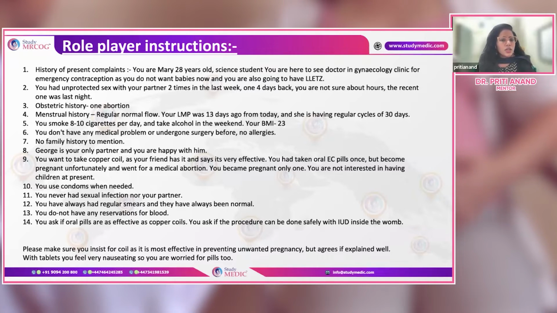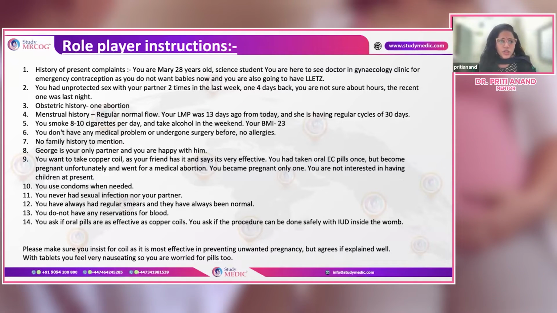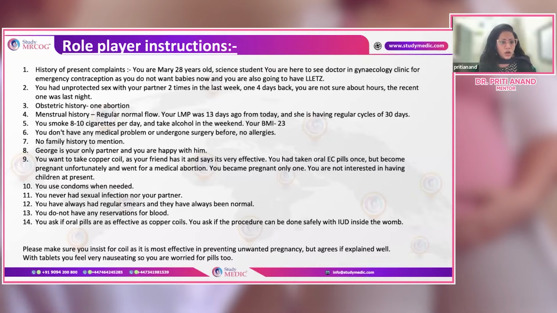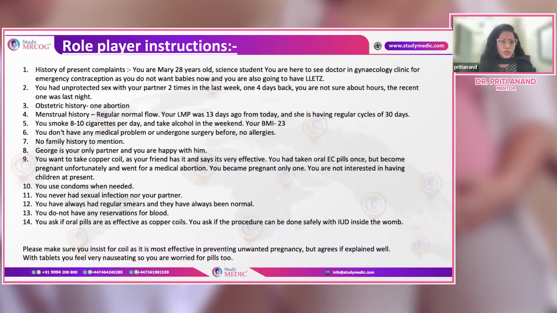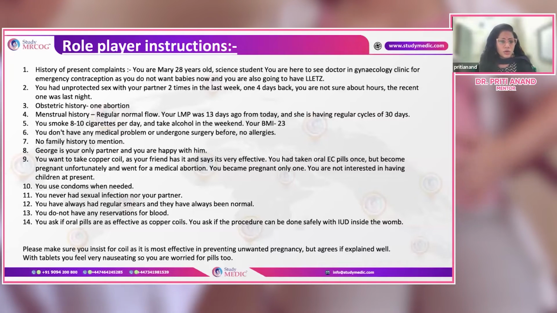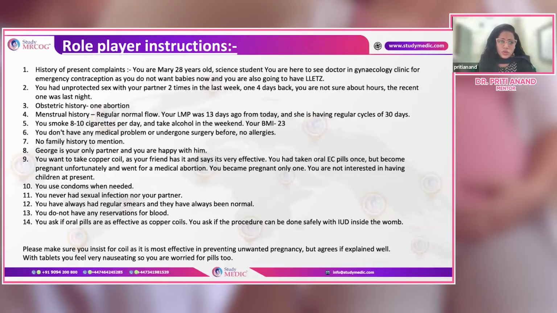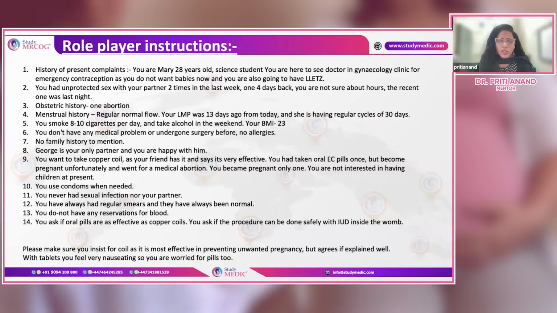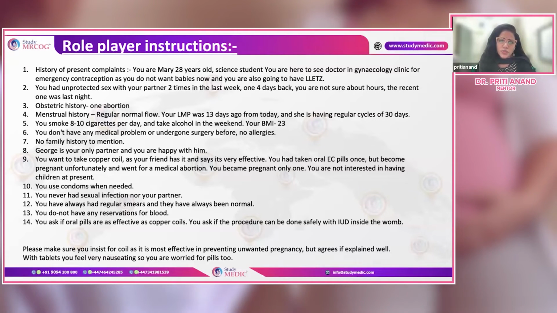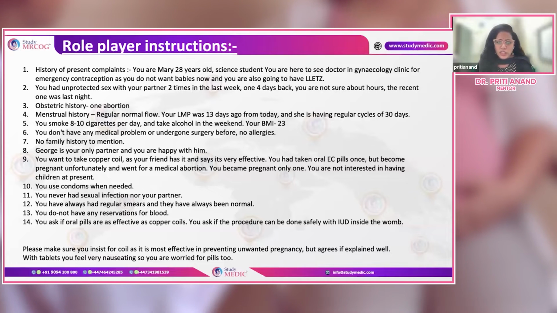Let's see. Use of condoms when needed, meaning occasionally, not regularly. Never any sexual infection for her or her partner. She always had regular smears and they have been normal. So this smear was abnormal. Okay. No reservations for blood. Again, a very important history. Any patient who is going to have a surgical treatment, it is very important to ask about reservations for the blood.